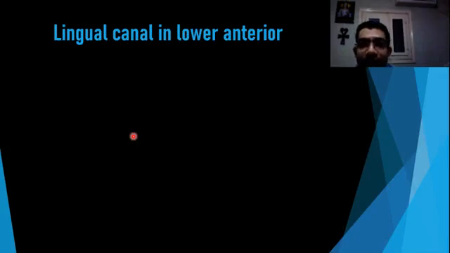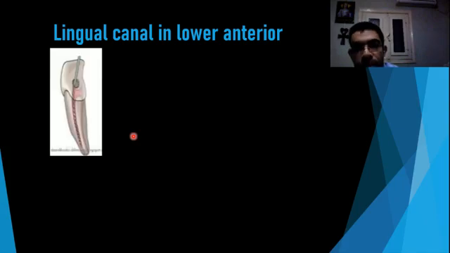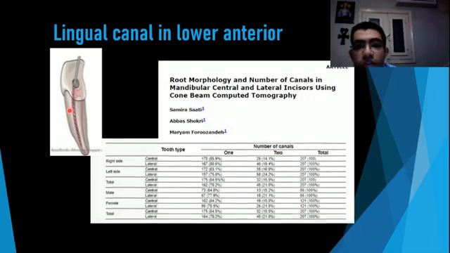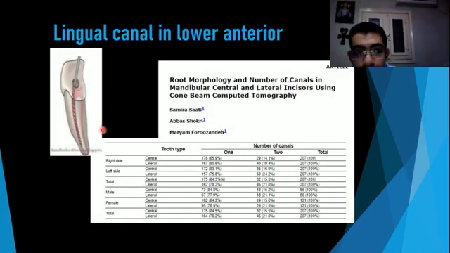The lingual canal in lower anterior teeth. This canal is missed in a lot of cases, and it can contribute to failure, because in many cases the lower anterior teeth may have two canals. One is labial and one is lingual. According to evidence, the second lingual canal in lower anterior teeth has a prevalence of about 32%.